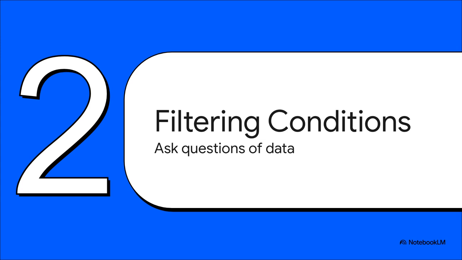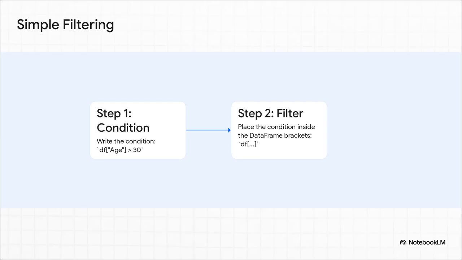We're asking a question. Okay, this is a spot where a lot of people get tripped up, but it's actually a super simple two-step dance. Step 1, you just write out your question, your condition, like is the age column greater than 30? What that does is it gives you back a whole list of trues and falses. Step 2, you take that whole list and you just stick it right inside the DataFrame's square brackets. And like magic, pandas only shows you the rows where the answer was true.